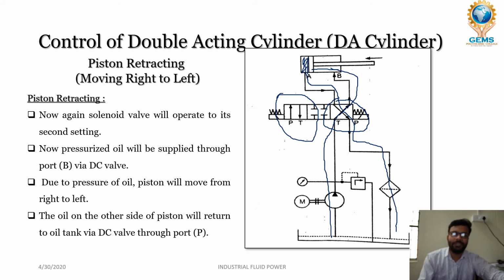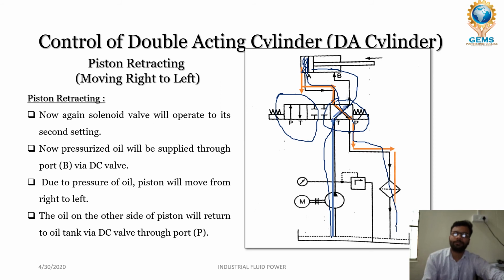Okay, now we see the animation of the return movement. So oil from this port T will go to B and it will move the piston, and the return oil comes to the oil tank.